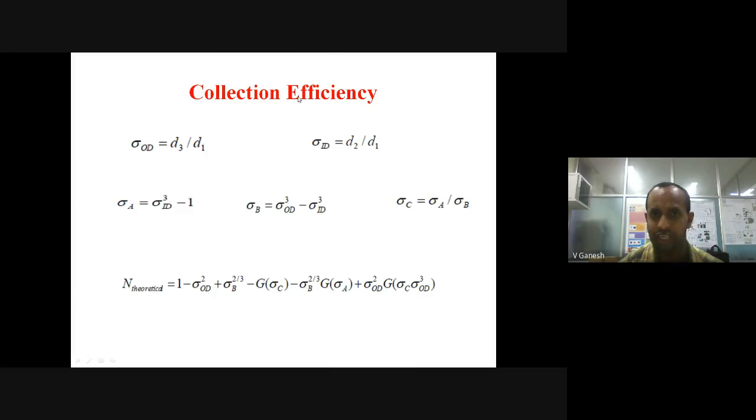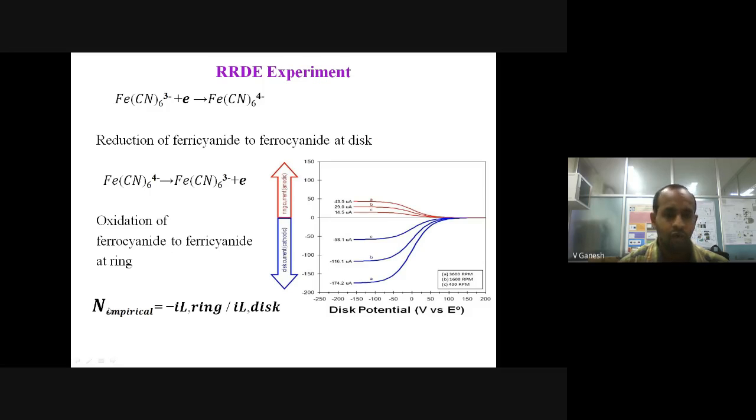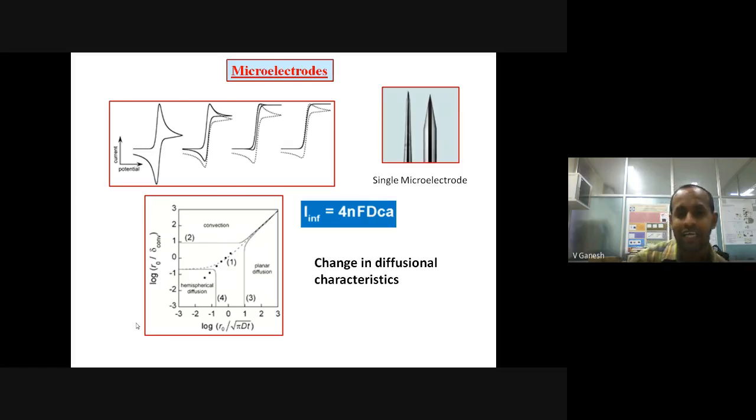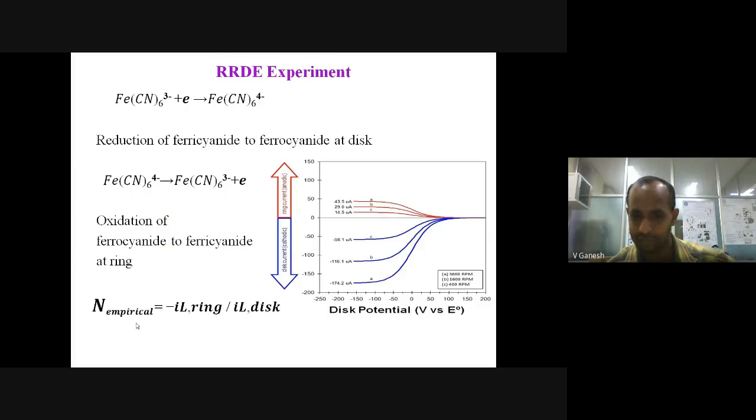That's what I showed in the previous slide. Collection efficiency, the capital N value. One can determine, normally they would provide it with the electrode itself. It can vary between 0.2 to 0.25, but one can determine it experimentally also by using the ferro-ferri redox system, by measuring the ratio of ring current with respect to disc current. That becomes a very, very critical parameter in RDE and RRDE experiments.